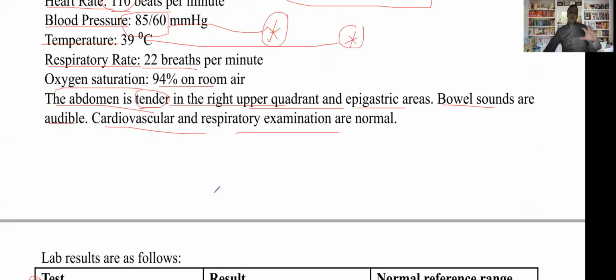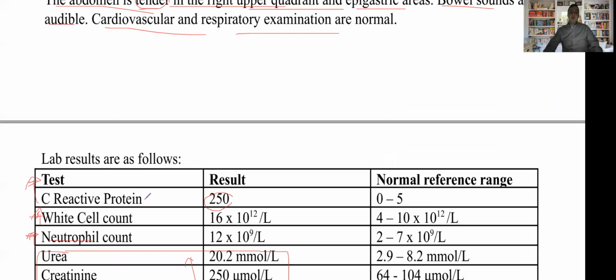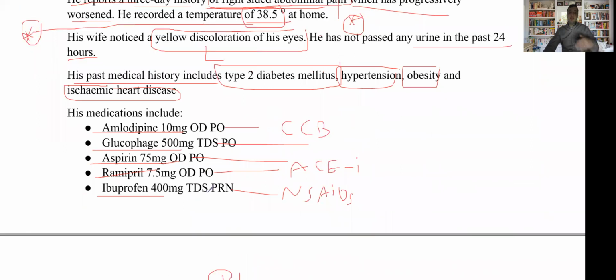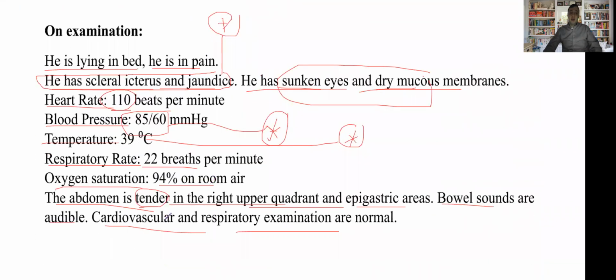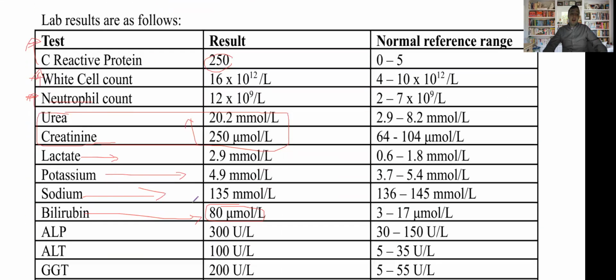Based on the scenario, the most likely cause of this hyperbilirubinemia is obstructive. Why? Because the patient has right-sided abdominal pain, and he has tenderness in the right upper quadrant. This is one of the things, and the other finding here.